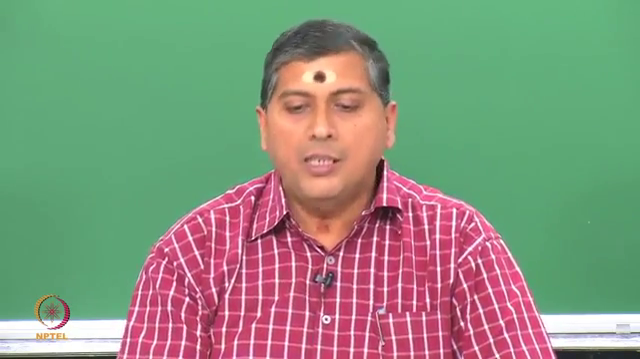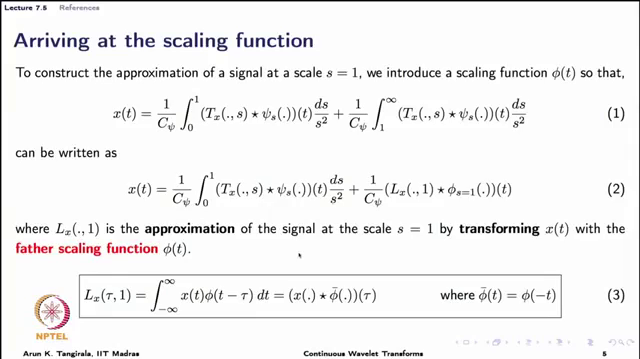We are saying I am going to replace all the details at coarser scales with a single approximation that is obtained by the scaling function. And the definition for L is given in 3 here. The definition for the approximation coefficient is strikingly similar to the wavelet coefficients, except that now we replace the wavelet function with the scaling function. And of course, we are evaluating this at scale 1, because our scaling function right now is at scale 1.